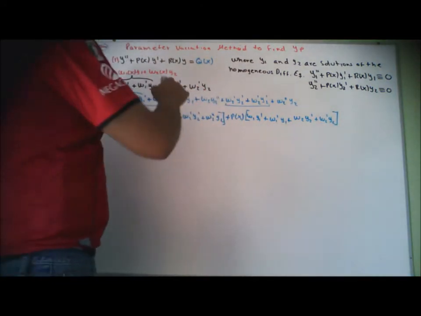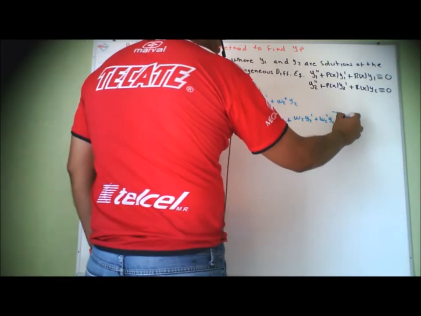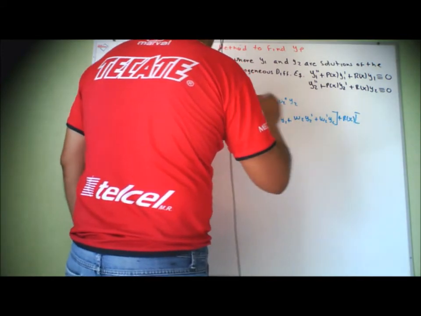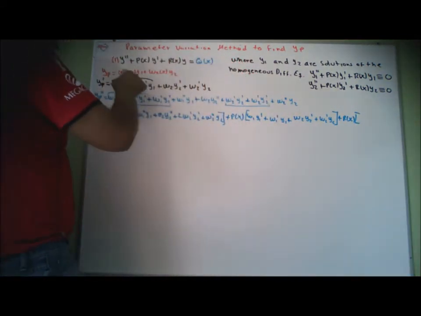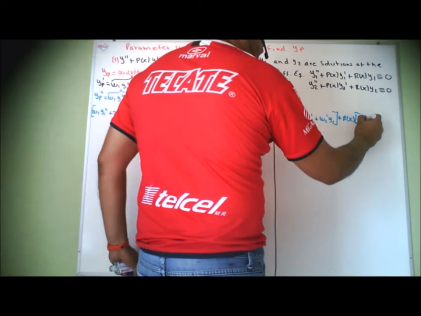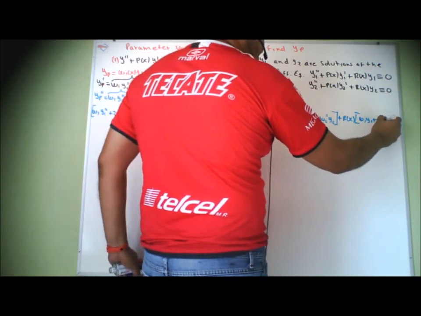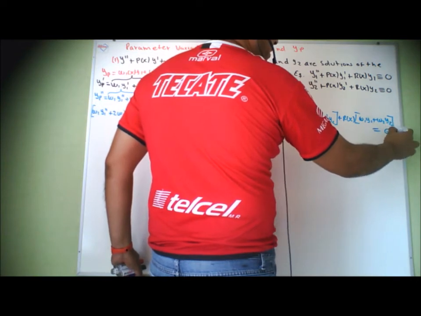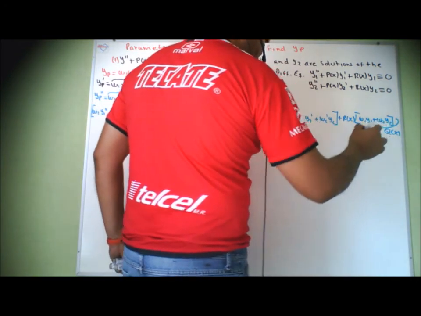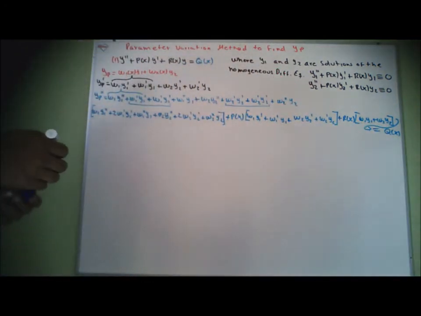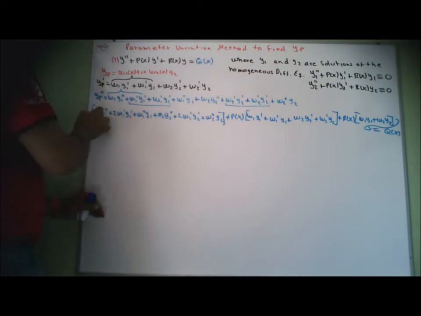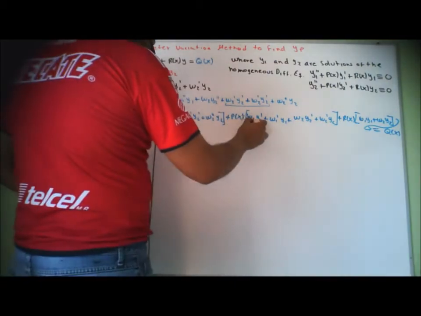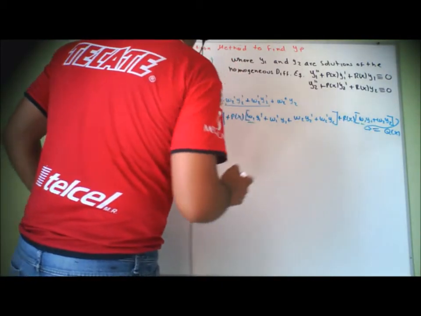Now plus r of x times the proposed solution, and this is the proposed solution, w1 y1 plus w2 y2, and this shall be equal to q of x. Sorry, I don't have enough space, so that should be equal to q of x. Okay, let's factorize what we can factorize. So what I'm going to do is to factorize w1 here, w1 here, and w1 here. So what happens here?